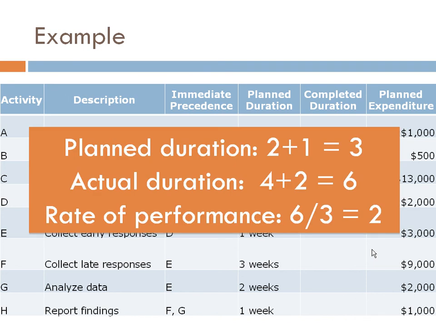First, the planned duration and completed duration for activities A and B are combined so that the planned duration equals 3 weeks and the actual duration is 6 weeks. Then, the rate of performance is computed by putting the actual duration over the planned duration. Thus, the rate of performance is 200%.